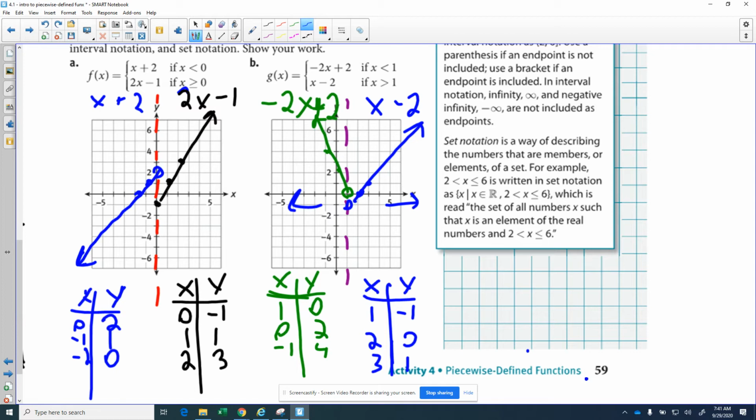And that's the key thing to remember. We draw that fence because it's going to restrict. Basically, one graph can be on the left side of it, one graph can be on the right side of it.